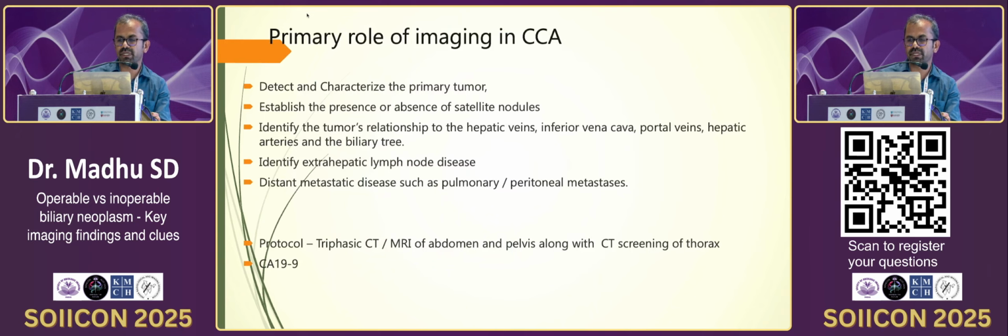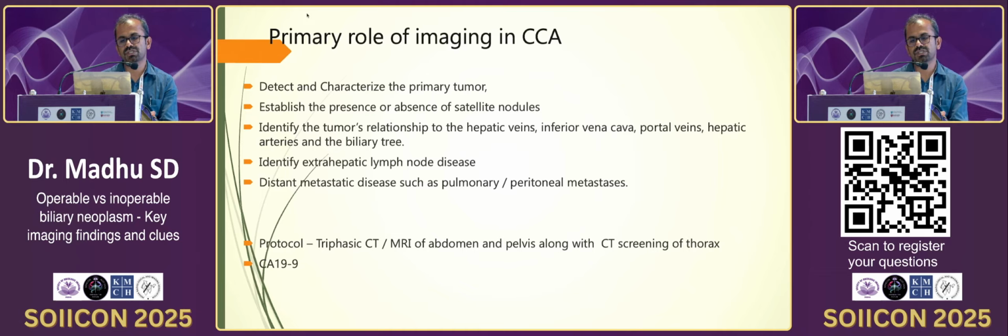Coming to the role of imaging in cholangioCA, it is to detect and characterize. Why characterize? To differentiate from other tumors like HCC and metastasis, and to establish the presence of any satellite lesions. Small satellite lesions are known with these kinds of malignancies. This is very important from the operative management point of view. So MRI is the modality of choice in these conditions.